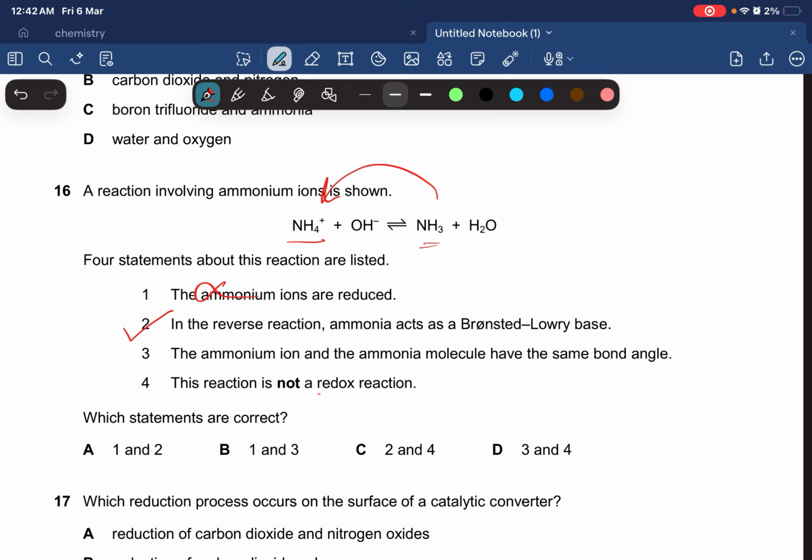The ammonium ion and ammonia molecule have the same bond angle. Not at all. Ammonium ion is 109.5, tetrahedral. Ammonia is trigonal pyramidal. It's a pyramid shape. The reaction is not a redox. Nothing is changing. It's an acid-base reaction. Statements 2 and 4.